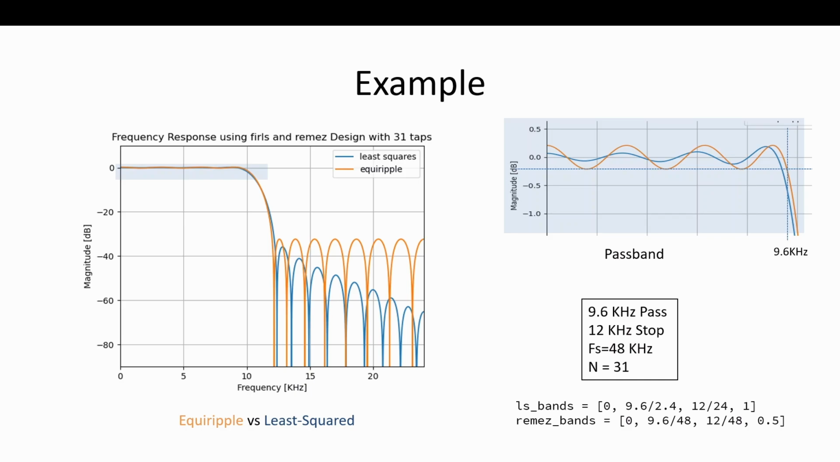So that's showing it. So then you got the 12 kilohertz stop band, sampling rate 48 kilohertz. So you're just dividing these by the sampling rate to get to normalized bandwidth. And so that's what I'm passing in for both cases. Does that help you? The LS band is double because the half point was 1.